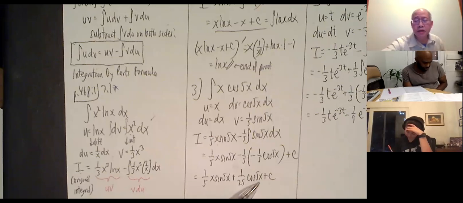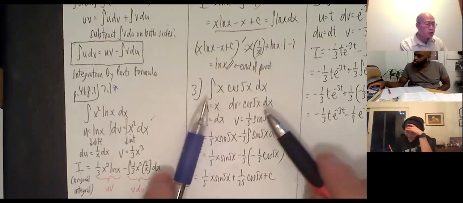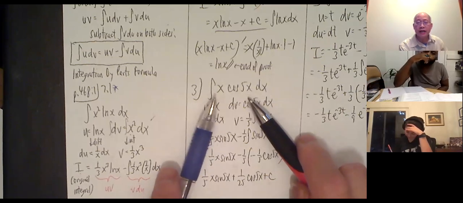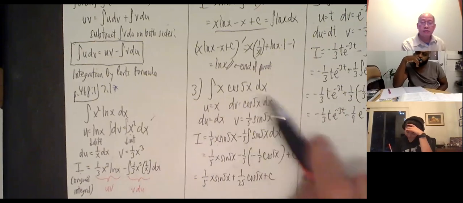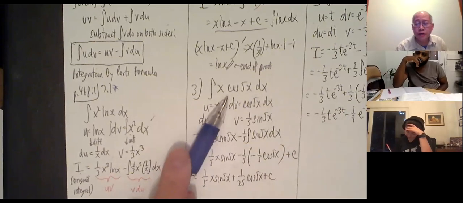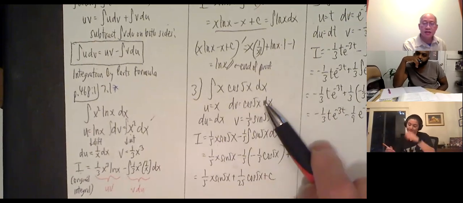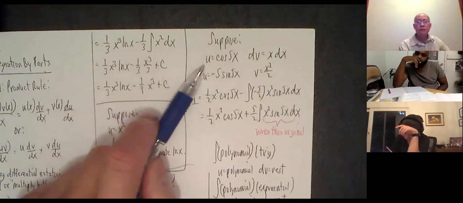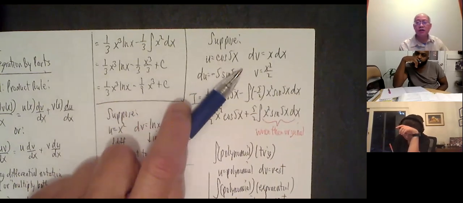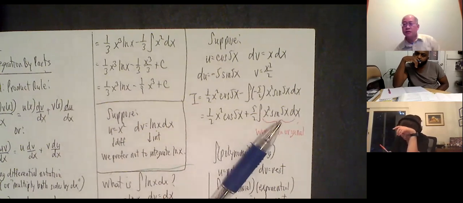All right, now the problem's done, but I'm actually going to dig deeper. Let me show you what happens if I reversed it. I let this be u, this be dv. Suppose I let u be the cosine of 5x, and dv was x dx. Let me show you what happens there. Suppose u equals cosine 5x, dv equals x dx.